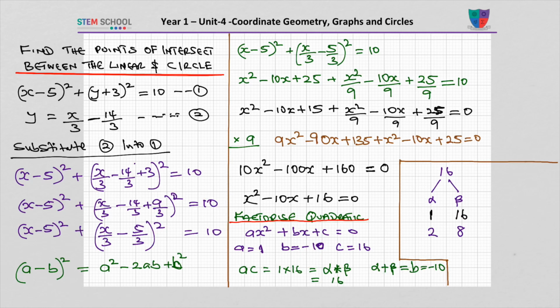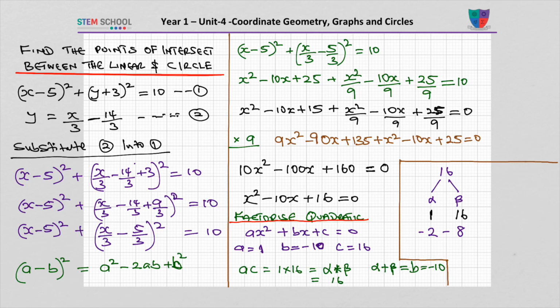So I'll try doubling 1, then I have to halve 16. So 2 times 8 is 16. Then to get minus 10, I need minus 2 and minus 8. Minus 2 minus 8 will give me minus 10. Minus 2 times minus 8 will give me plus 16.